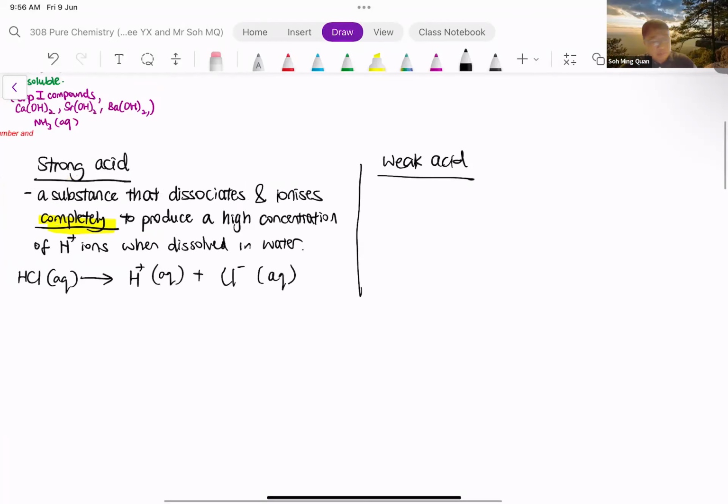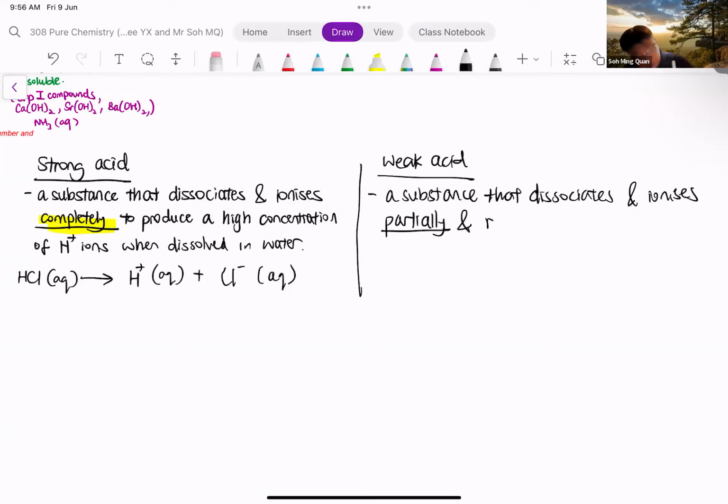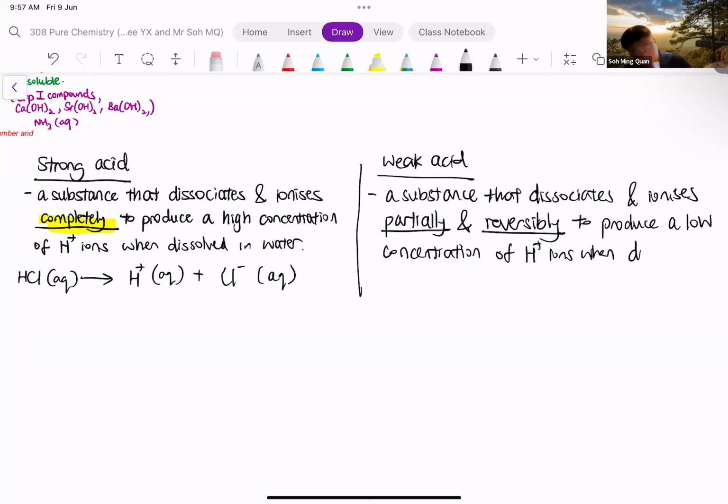So a weak acid is different because a weak acid is a substance that dissociates and ionizes partially and reversibly to produce a low concentration of H+ ions when dissolved in water. So now that you have learned reversible reactions, you should be able to relate to this more.